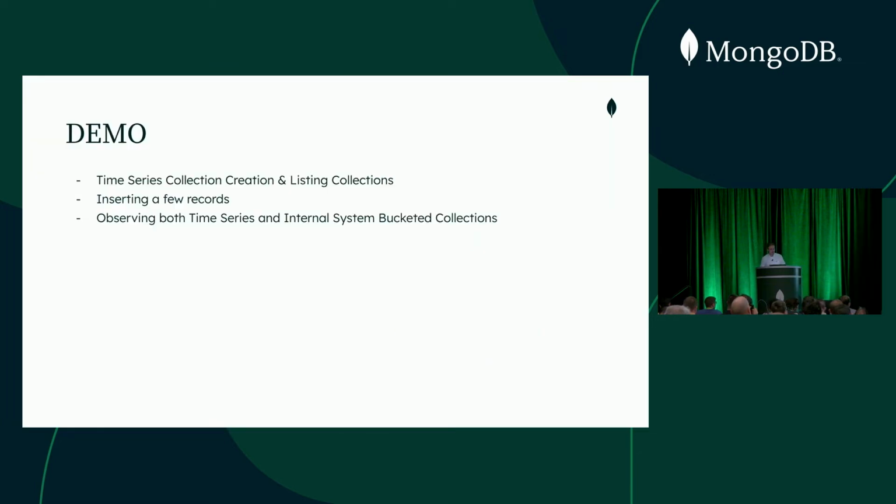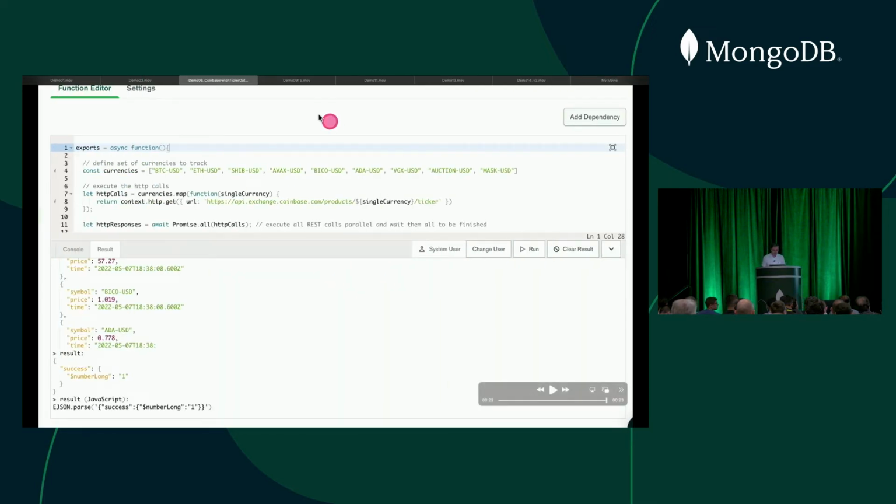In this demo, I'll show you how I create a time series collection. I will insert a few records into the collection, and we will see the time series collection and the internal system bucket collection. You might ask, what is the internal system bucket collection? Basically, it's managed by MongoDB. You interact with the time series collection, but under the hood it's stored in a different way, and that is called a system bucket collection. So let's see this.